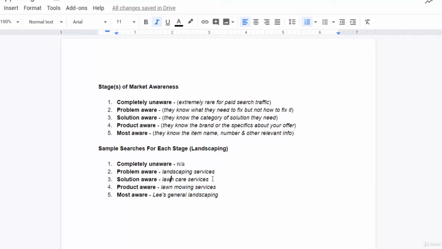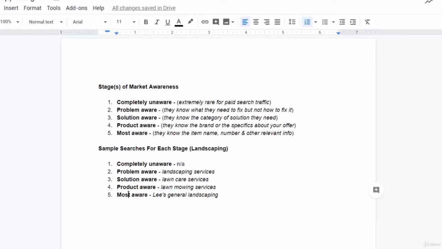That doesn't necessarily mean we're not going to have ad groups for this one here and this one here, right? Because under this particular ad group, we would have landscaping services near me, landscaping services companies, landscaping services contractors, right? And then same thing with this one, lawn care services near me, lawn care services contractor. And then down here where it's very specific, product aware, this is where we're going to have a keyword ad group talking about lawn mowing services near me, lawn mowing services contractors, right?